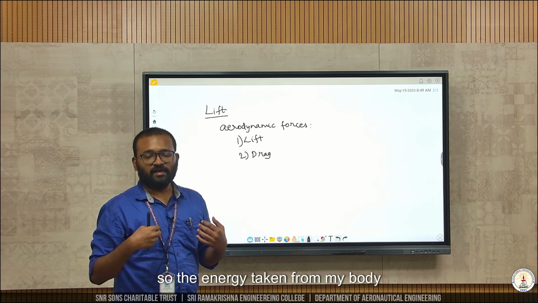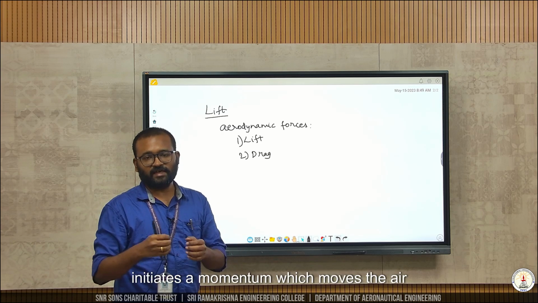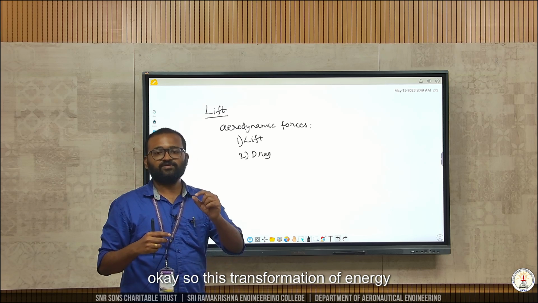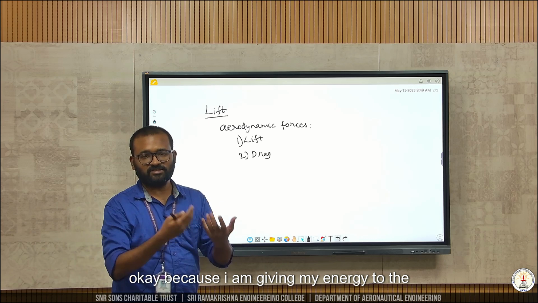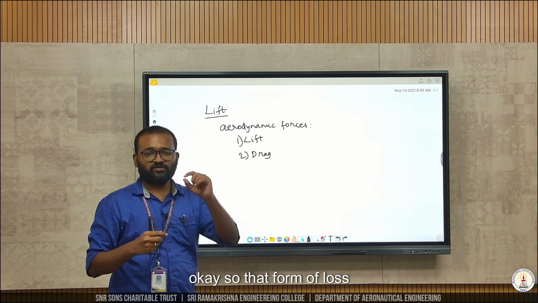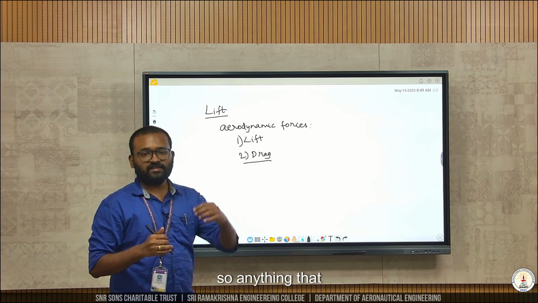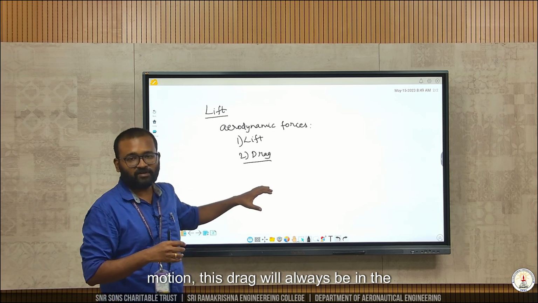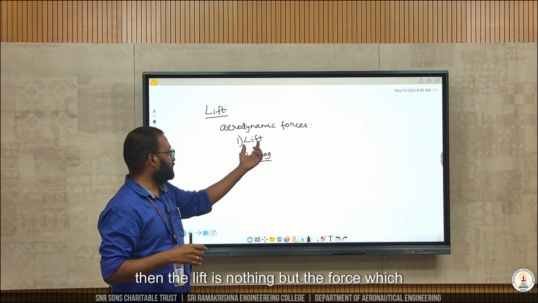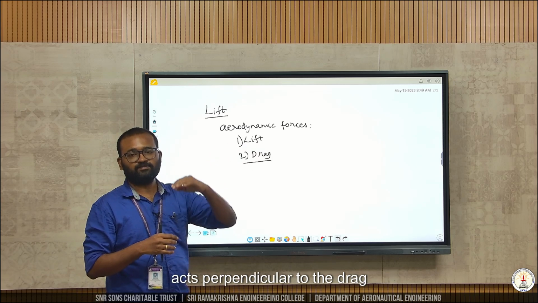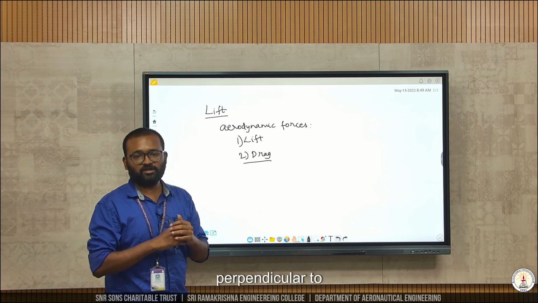So the energy is given by my body. The energy taken from my body initiates a momentum which moves the air molecules. This transformation of energy happens and there is a loss of energy to me, because I am giving my energy to the air molecules. That form of loss is termed as drag. Anything that opposes the motion, this drag will always be in the direction opposite to the motion of the body. Then the lift is nothing but the force which acts perpendicular to the drag. This drag and lift is always perpendicular to each other.